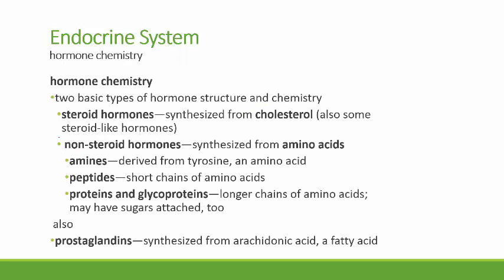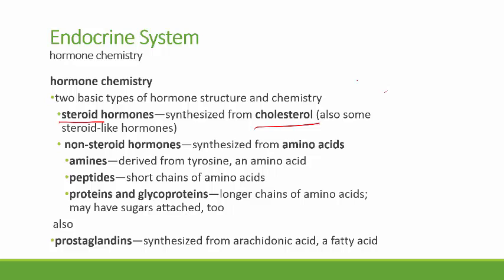Okay, so there are two basic types of hormone structures. There are hormones that are synthesized from cholesterol. They're known as steroid hormones. And we frequently see the steroid term in the name of the secretion, so testosterone or estrogen, progesterone. The fact that it is a steroid hormone is reflected frequently in the name.